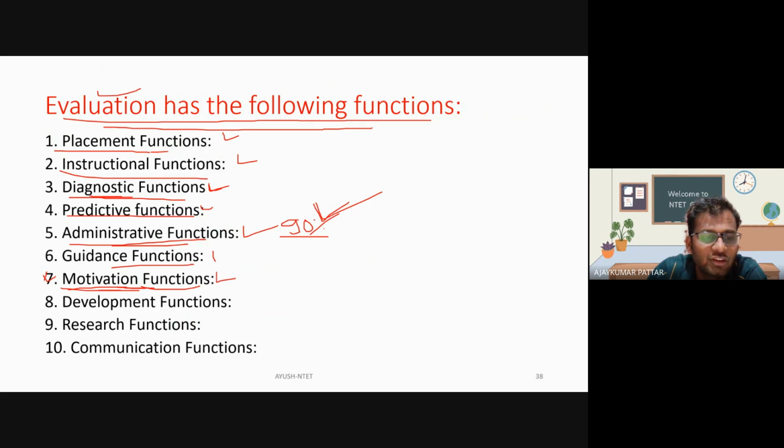This is the evaluation function. Development functions, so it is used for development also. Research functions: if after evaluation we understand some problem, why those problems are happening and how to solve them, we can research everything and come to an action plan. So that is the research function.